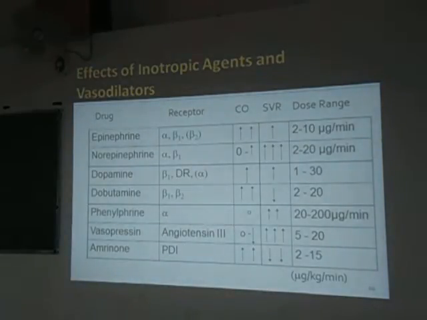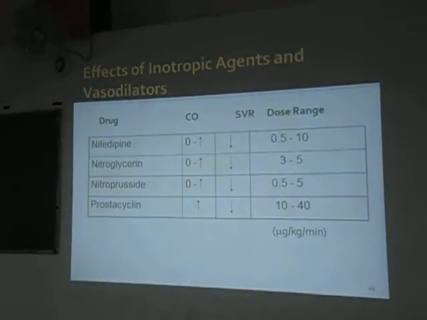Okay, at low doses, that is about 1 to 30 microgram. So that is the dose we are using here. Dopamine, acting on both beta 1 and beta 2 receptors, can increase the cardiac output. Vasopressin can increase the systemic vascular resistance. Phosphodiesterase inhibitors can increase the cardiac output.